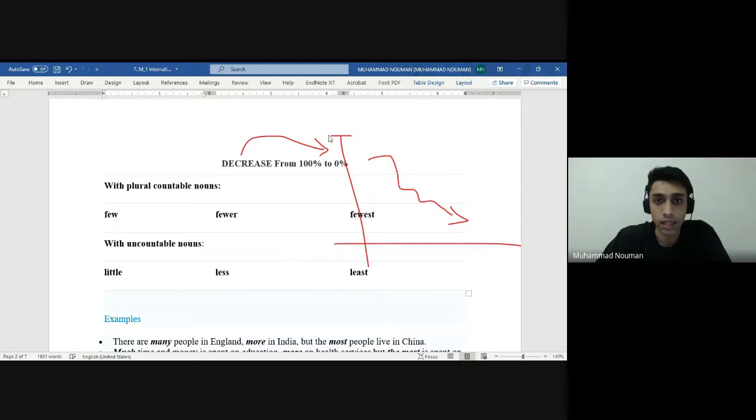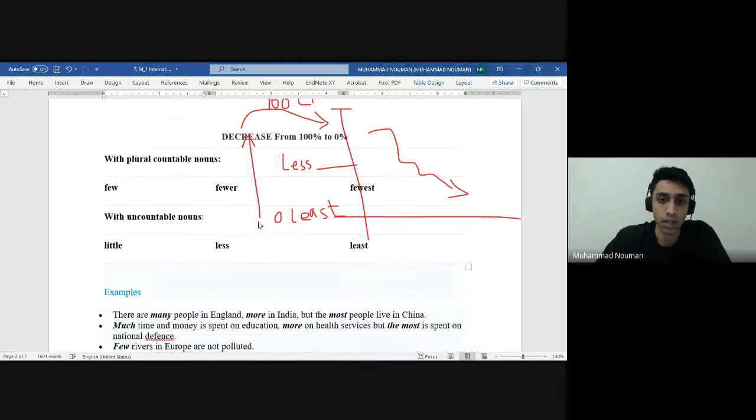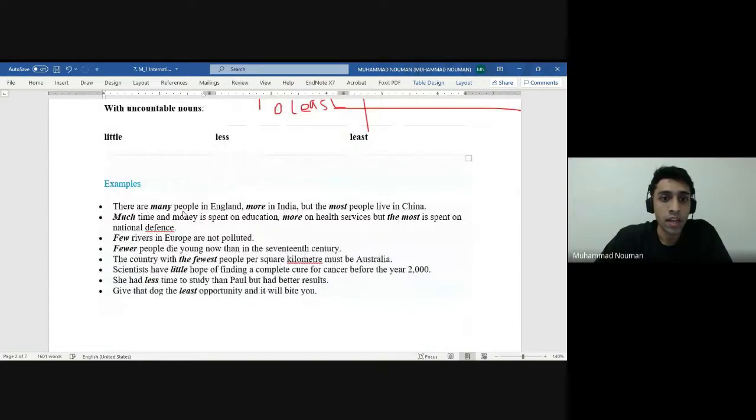Little, less, L-E-double S. Least, L-E-A-S-T, okay? Zero and 100. There are many people in England, more in India, but the most people live in China.